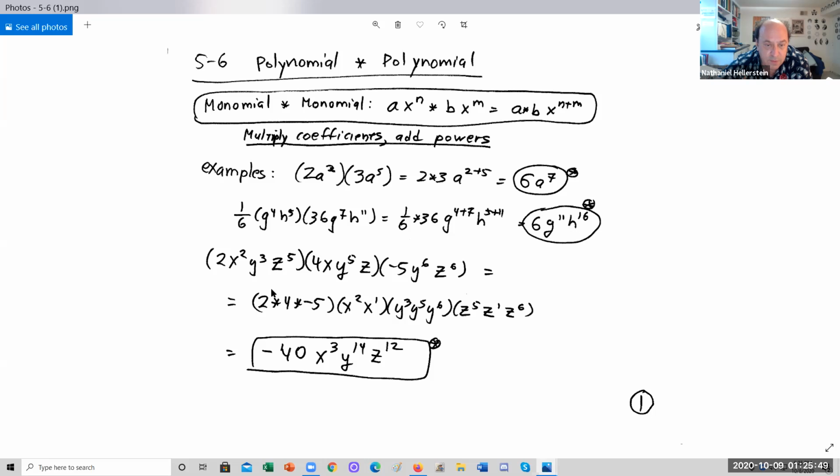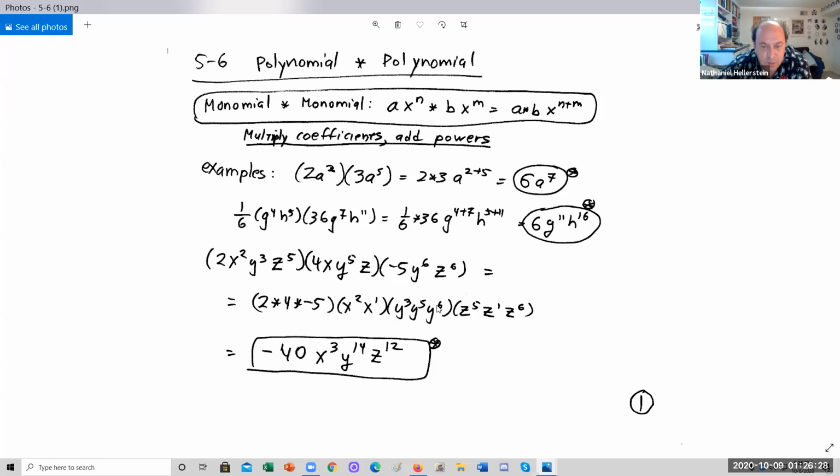Now here we have 3 monomials multiplied together, and so we just look. Okay, 2 times 4 times -5, which is -40. x squared times, watch out, x to the first. x squared, x to the first, we add those powers and get x to the third. Watch out, x with no power up there is x to the first power. I've seen people treat that blank spot there as a 0 and thus get it wrong. Watch out. Then there's y cubed, y to the fifth, y to the sixth.